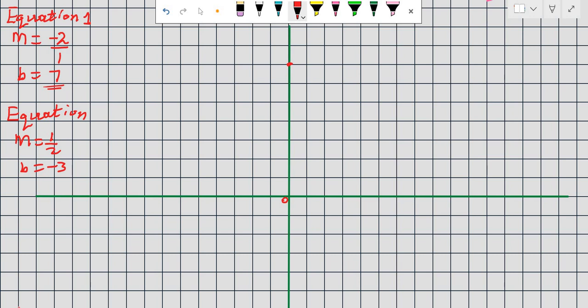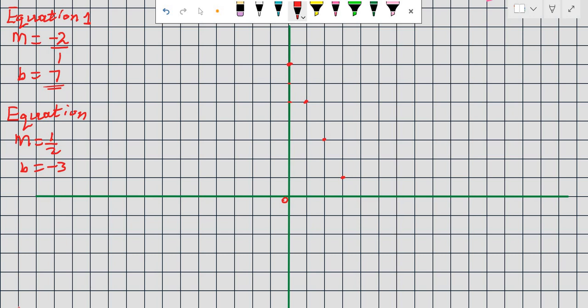So now, for the numerator, we have negative 2. So let's count 2 steps downward. So from the y-intercept here, we count 2 steps. 1, 2, and then 1 step to the right. So this is a point here. So from that point, count 2 steps downward. 1, 2, 1 step to the right. Okay. 1, 2, 1 step to the right.